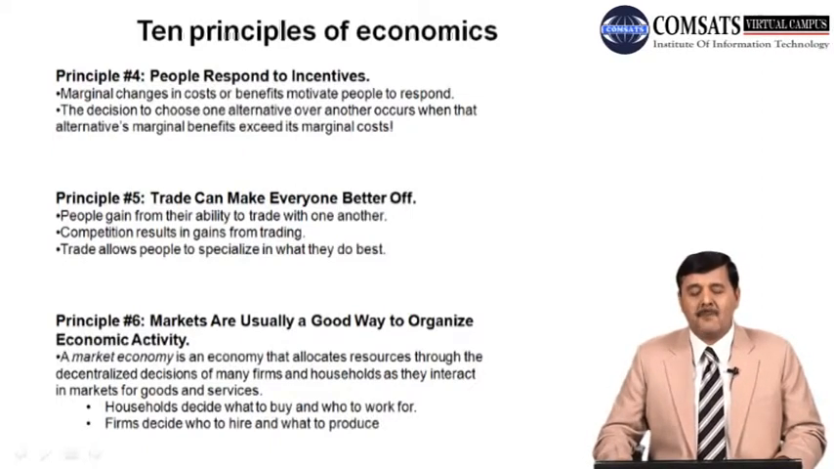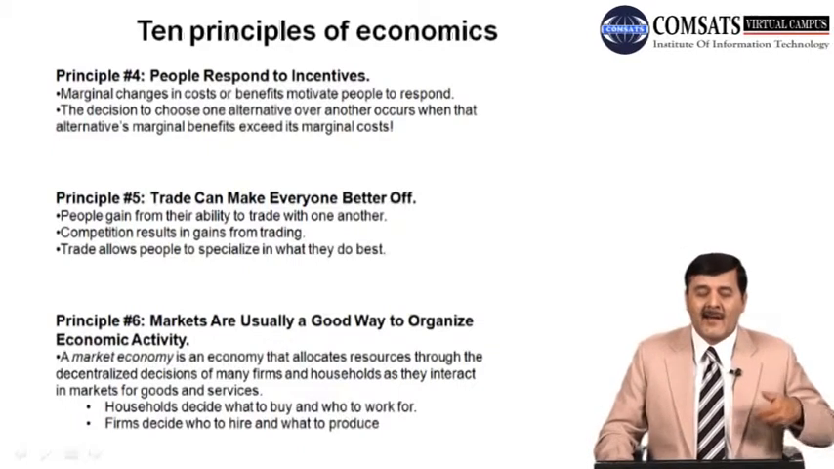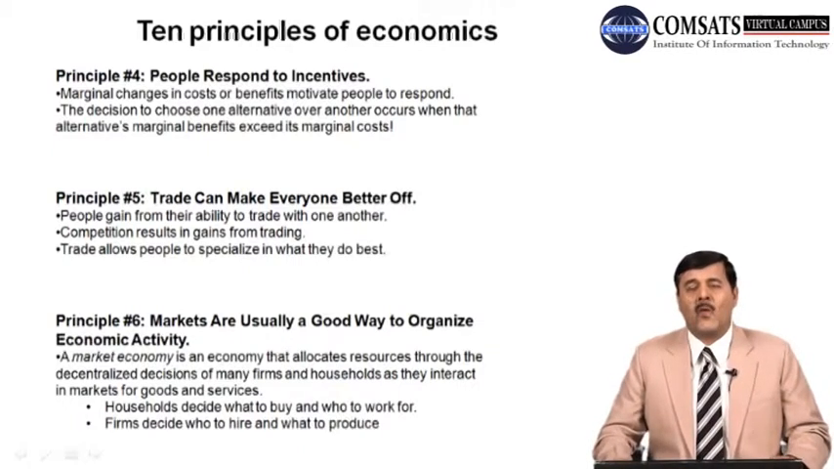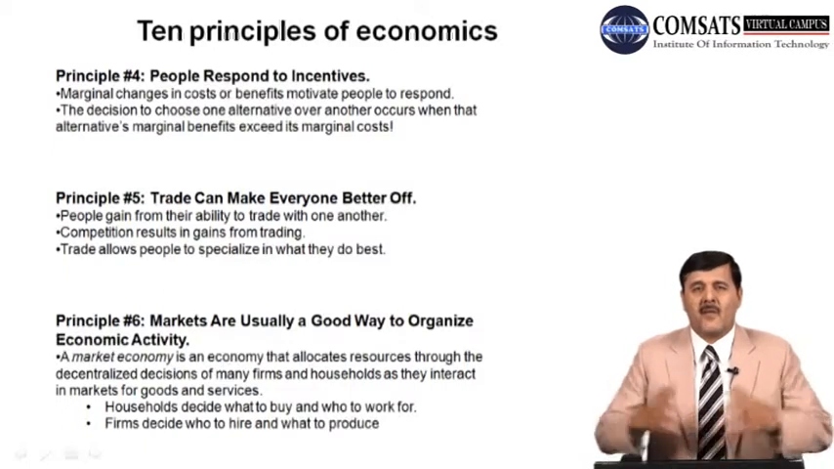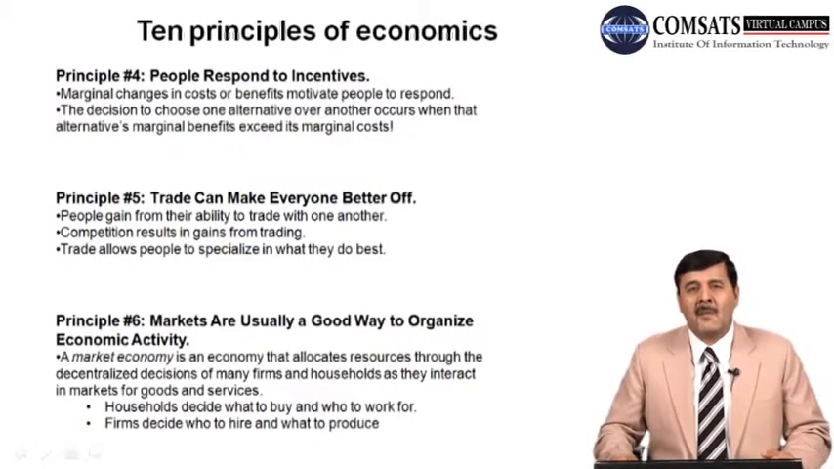Principle five: trade can make everyone better off. People gain from their ability to trade with one another. Competition results in gains from trading. Trade allows people to specialize in what they do best. So our society, or the country, can be better off by trading with one another, from one city to another city, and between countries. In this way, they can minimize cost and specialize in their production. So trade can make everyone better off.